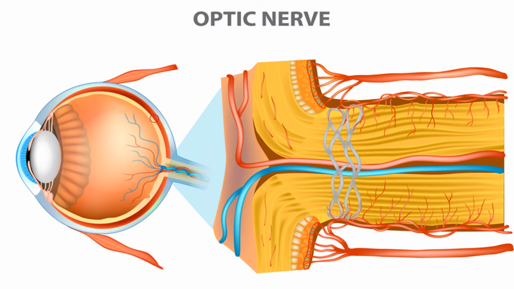The cells in the retina in the back of the eye do some computation of the incoming signal and then send an electrical signal back to the brain through what is called the optic nerve. The optic nerve is made up of axons, the long fibers that come out of the ganglion cells of the retina.